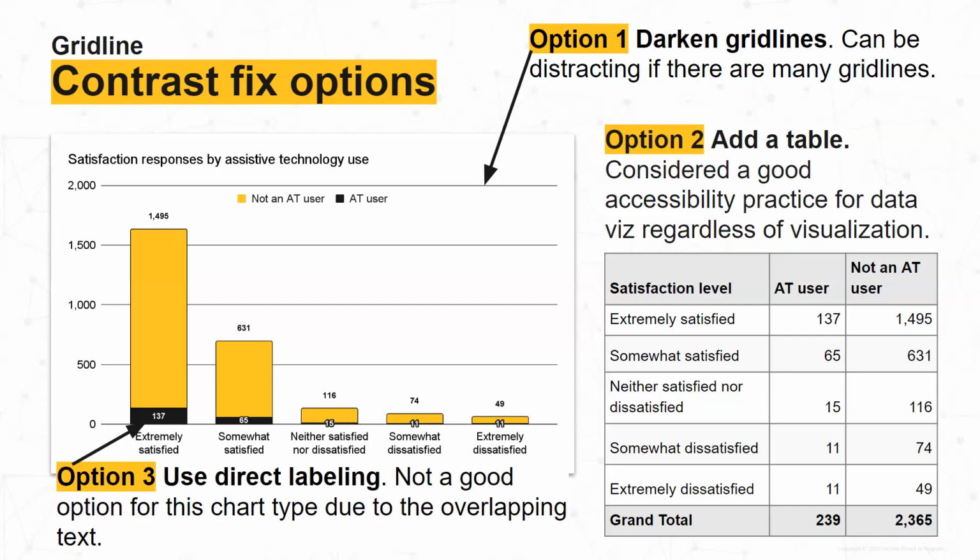And then option three is to use direct labeling. I usually really like this as an option. I like to see the exact number for this data. In this case, I actually think it's not very good because there are overlaps with the content, and you generally don't want to have text overlapping like this. So we have the number 15 for neither satisfied nor dissatisfied, and it's such a tiny bar that it overlaps. And so I would reconsider this chart altogether, the direct labeling, or how to visualize this, because that's not great.